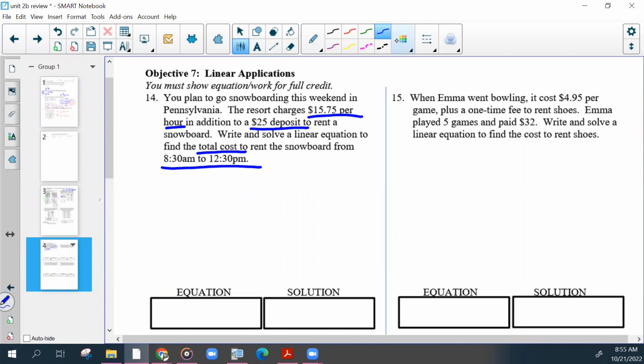Do we have any specific variables that stand out to you? Y, M, X, B? And which one? So you guys have to be able to pick this stuff out. I can't just tell you that information. So of the stuff that's given, what do you think each one would represent?